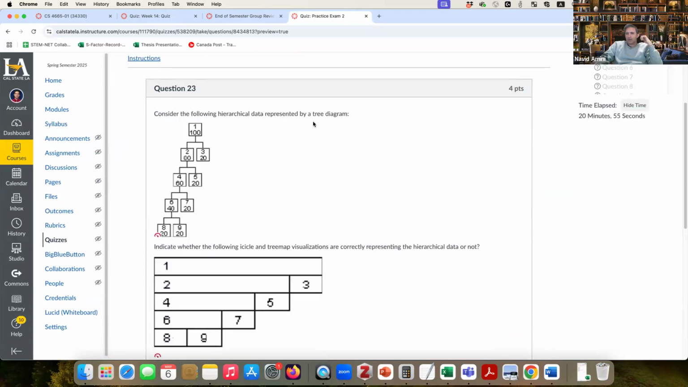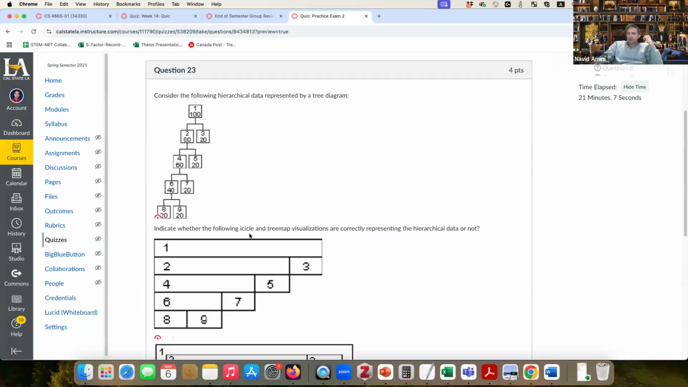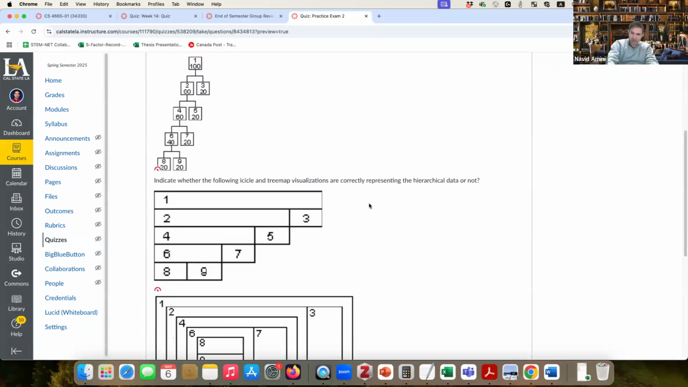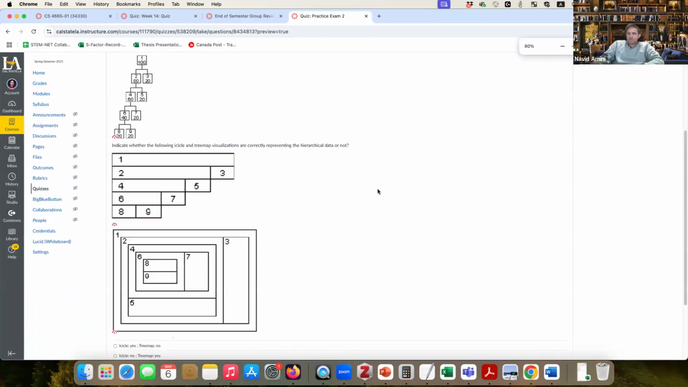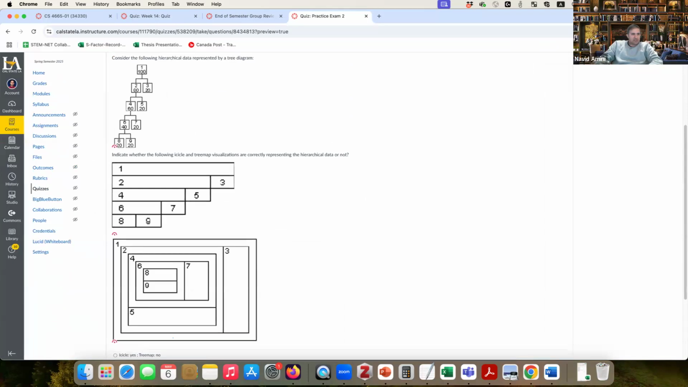All right, we have this tree diagram. The value for a parent equals the value for the children. And here, no node has more than 2 children. Indicate whether the following treemap visualizations are correctly representing the hierarchical data or not. Let me make it small so that I can accommodate all the 3 visualizations. What do you guys think?